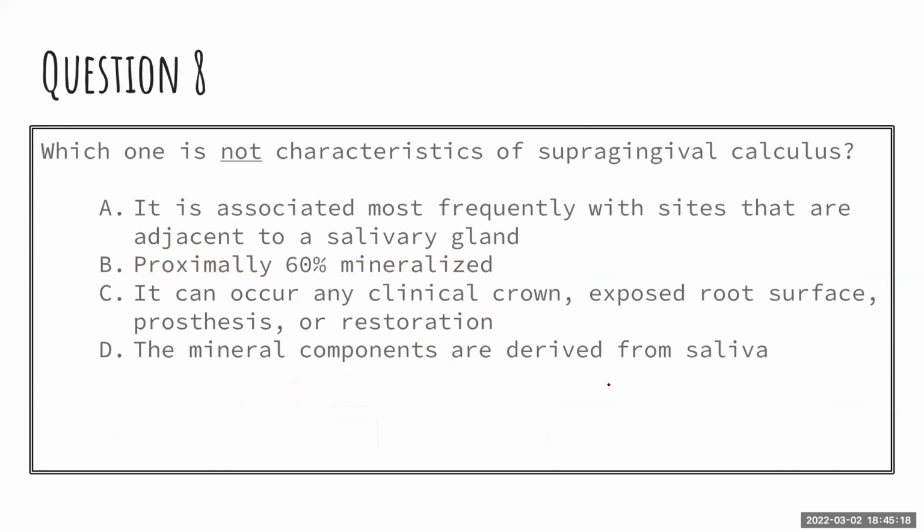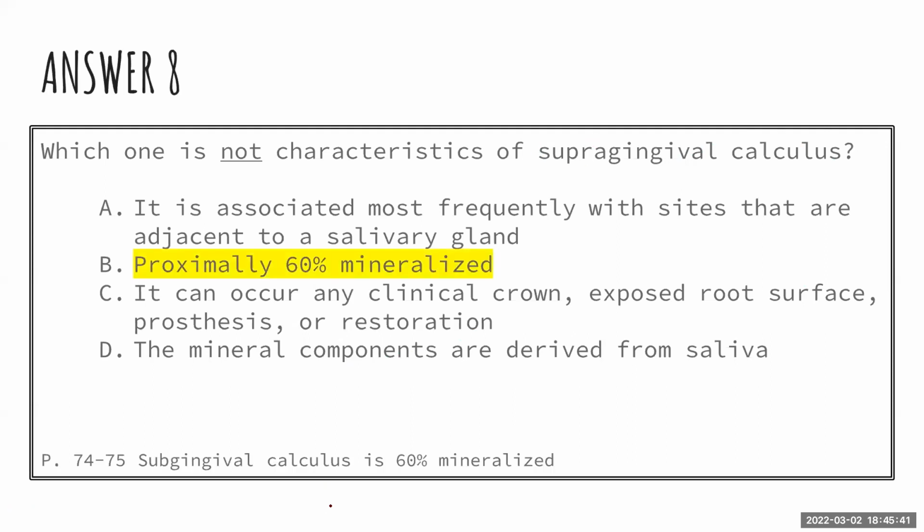Okay, which again, a negative, which is not characteristic of subgingival calculus. B? So we're talking, oh, supra. I'm sorry, I said it wrong. Supra. Yes, because that's sub. I was thinking sub.